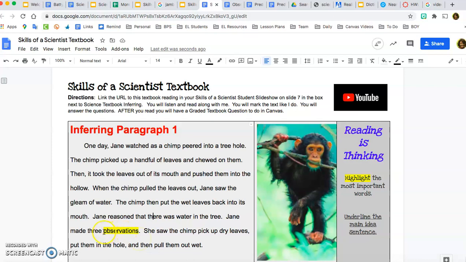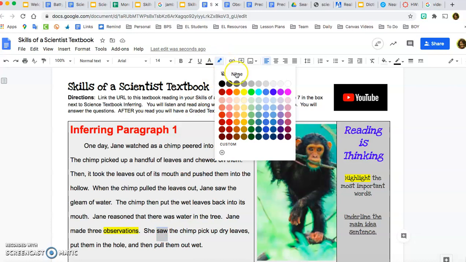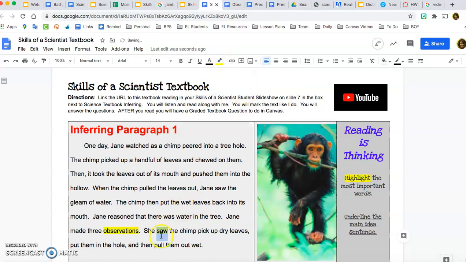Okay, so she made 3 observations. We can say that the 3 observations she made were from her sight. She saw, and we know that in observations we use our 5 senses, and sight is one of them. She saw the chimp pick up dry leaves, put them in the hole, and pull them out wet. So for our science understanding with observations, I'm just going to highlight observations and saw, because those 2 things are connected.